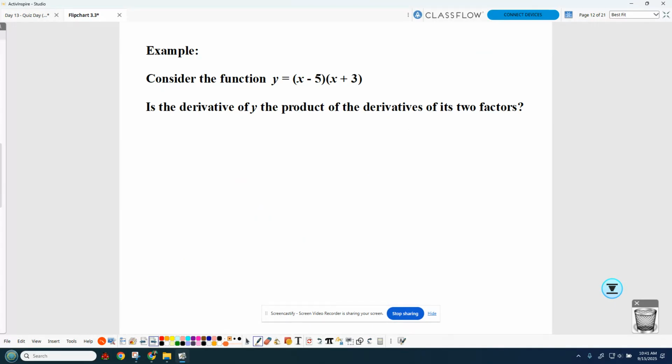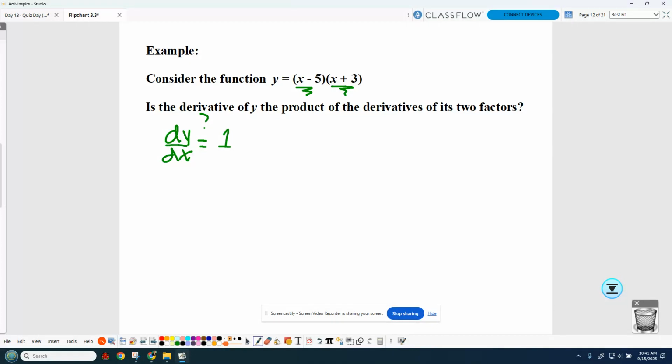So now let's see. If I want to do the derivative of this product, the question's asking, is it the derivative of this times the derivative of that? Well, people are already shaking their heads like, no. Well, what is the derivative of x minus 5? 1. The derivative of x is 1, and the -5 was a constant, so that's going to go to 0.